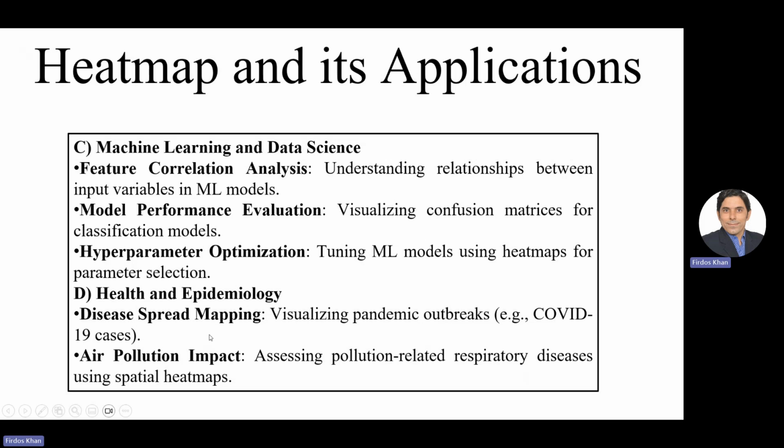Air pollution impact: assessing pollution-related respiratory disease using spatial heat maps. If you have the related information, which data is required for this air pollution impact, you can develop geographical, geospatial heat maps, and then you can see where the highest pollutant level is and where the highest impact of air pollution is.